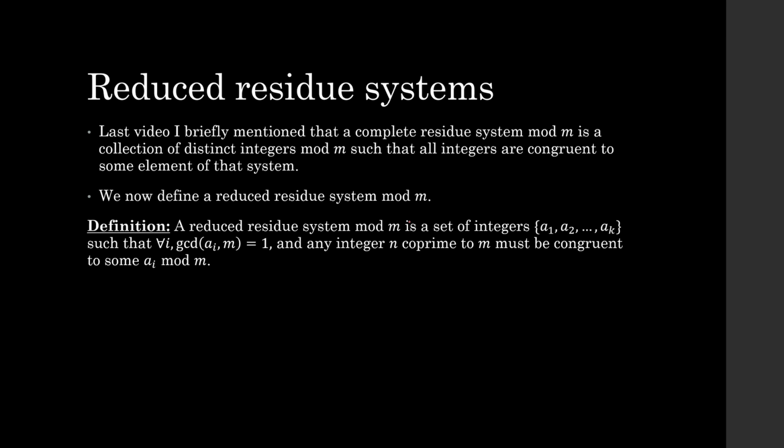So that means that each of these is coprime to m, and that any integer n that is coprime to m must be congruent to some ai mod m. So it's a collection of integers coprime to m, and we have the condition that any integer n coprime to m must be congruent to one of these. So it's the same as here, except we're adding this coprimality condition in both cases.